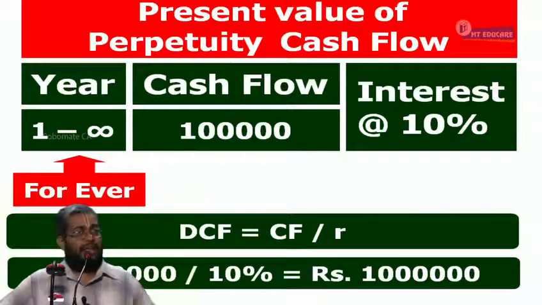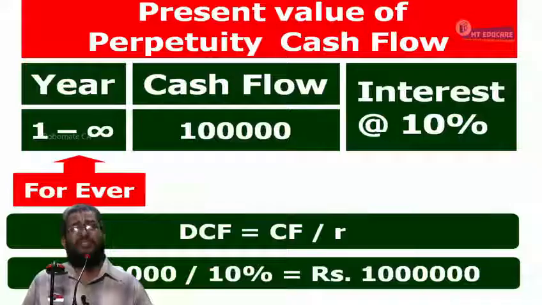Can I proceed or not? Tell me. For a perpetual cash flow, the discounted cash flow is equal to cash flow divided by R. Can I pass it? Last example.